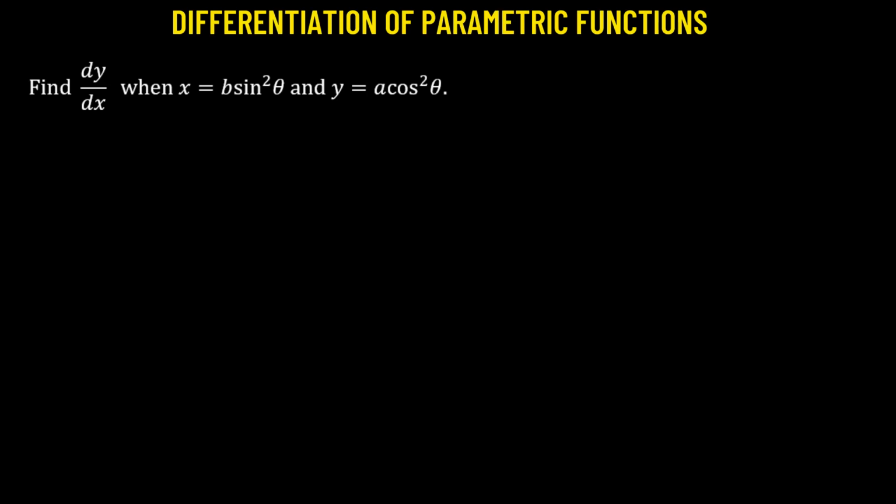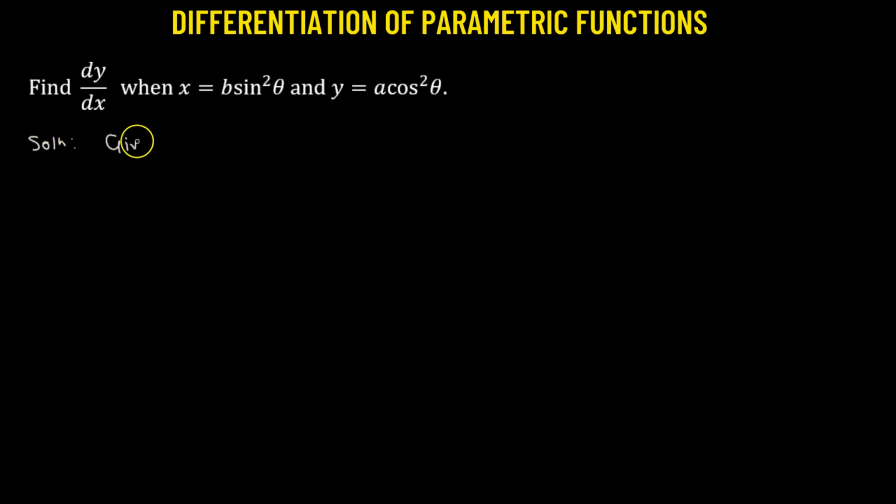We need to obtain the value of the derivative of y with respect to x whenever x is given by b times sine squared theta, and y equals a times cosine squared theta. That means they are given in parametric form, where both x and y are dependent on the parameter theta. Now let's begin our problem with whatever we are provided with.